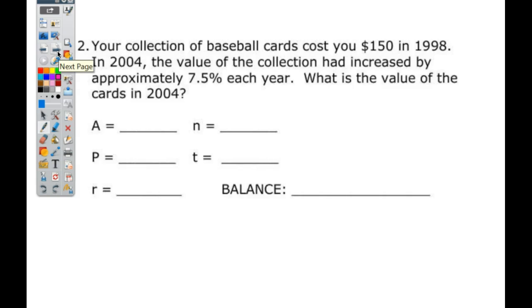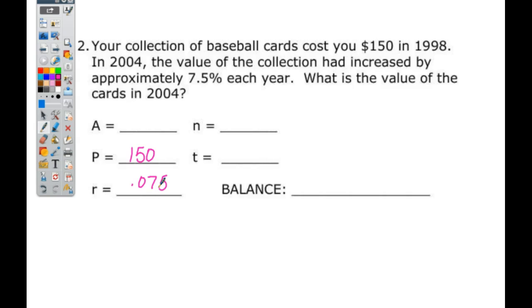All right. So number 2. Your collection of baseball cards cost you $150 in 1998. In 2004, the value of the collection had increased by approximately 7.5% each year. What is the value of the cards in 2004? So first of all, how much did it start? How much did the collection start? 150. Am I right? 0.075. So how often per year?